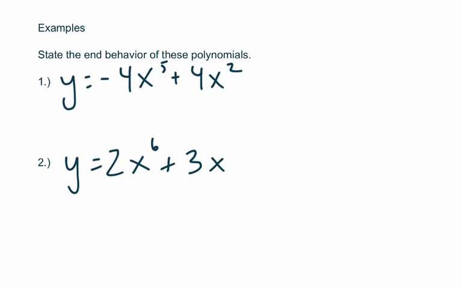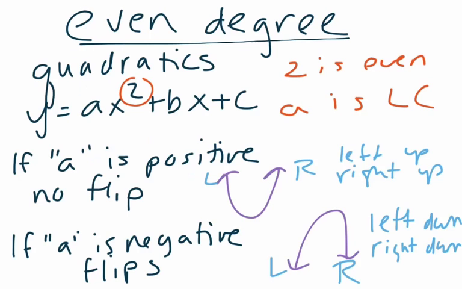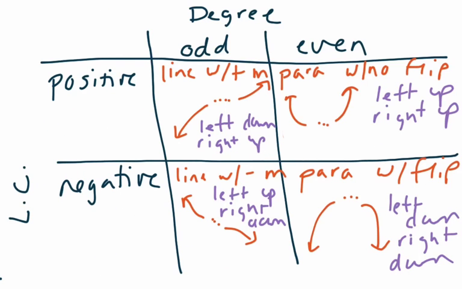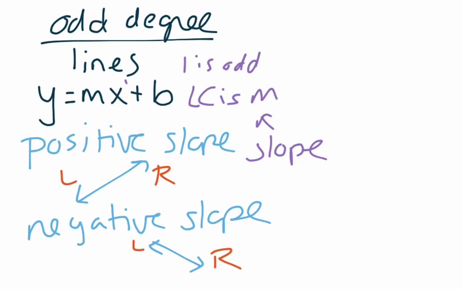So here are the two examples, and the directions, like we always want to pay attention to the directions so that we can interpret directions when we're asked to do it on our own. The directions say state the end behavior of these polynomials. So when you're asked to state the end behavior, your answer is going to look something like this. It's going to say left down, right up, or left up, right down, left up, right up, or left down, right down. You're going to answer one of those things.